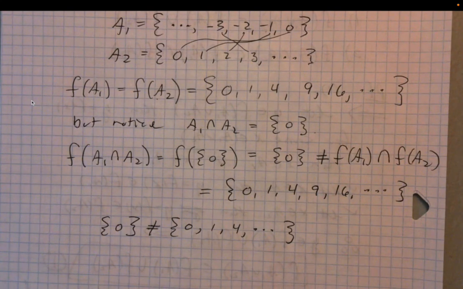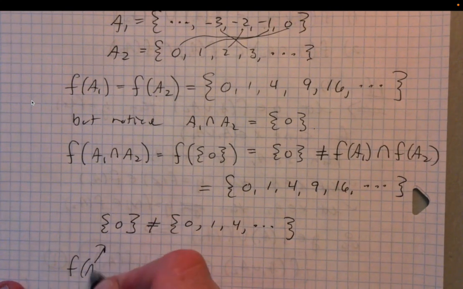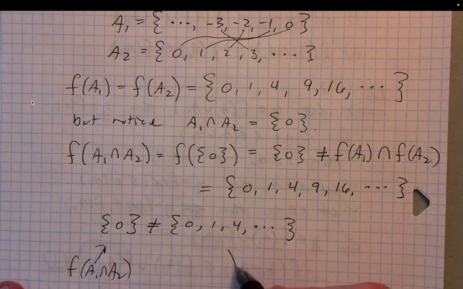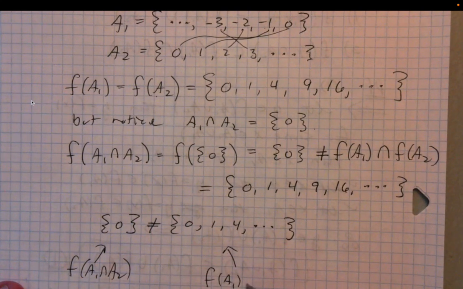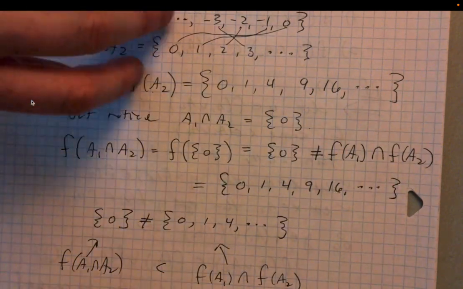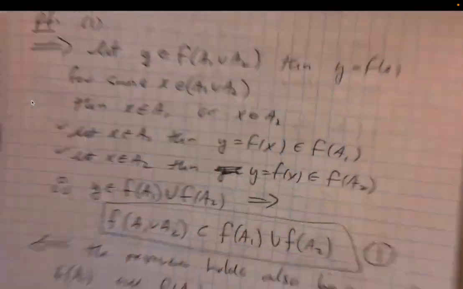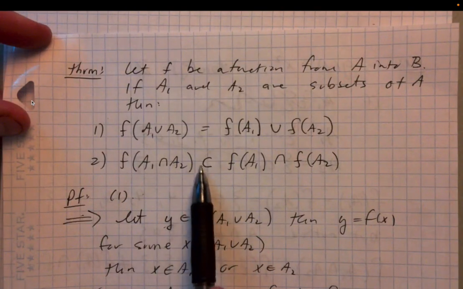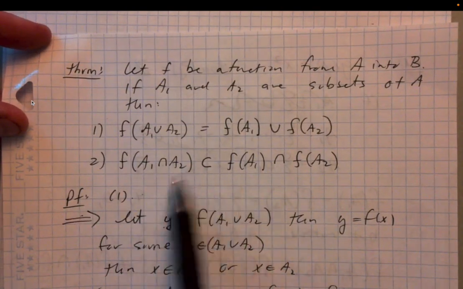This is f of (A1 and A2). This is f of A1 and f of A2. But this is a subset, since 0 is in both. Okay, awesome. That is a great example of why we got this instead of equality. So it's a subset, it's not equal to.